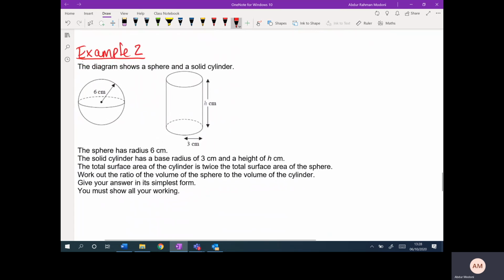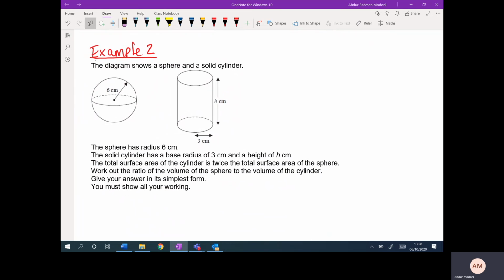Right, moving on to the second example, a slightly trickier one. It starts off by saying the diagram shows a sphere and a solid cylinder. The sphere has a radius of 6 centimeters. We understand that, we can see that on the diagram, no maths to be done at this stage. The solid cylinder has a base radius of 3 centimeters and a height of h. Again, we can see this on the diagram, can tick that off.